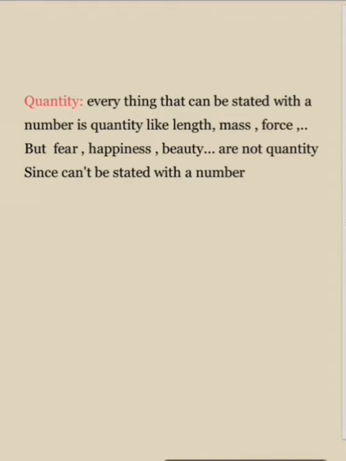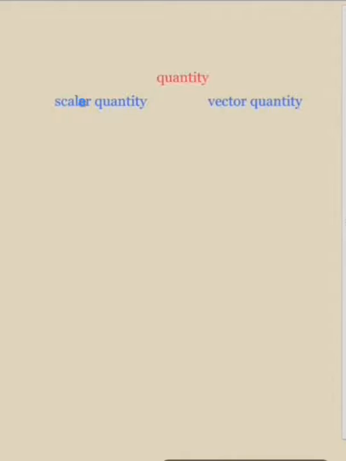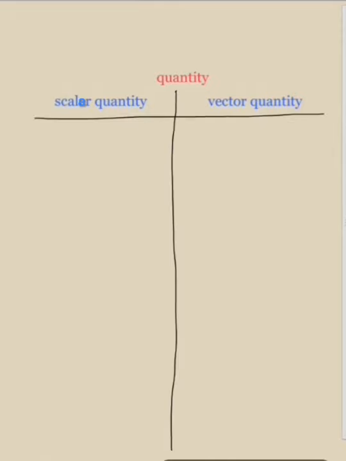So these are quantities. But what about fear, happiness, beauty? Can you say, for example, I have 10 beauties or 4 fears? No, it doesn't make sense. So these are not quantities. Quantities can be classified in two groups. The first one is scalar quantity and the second is vector quantity.